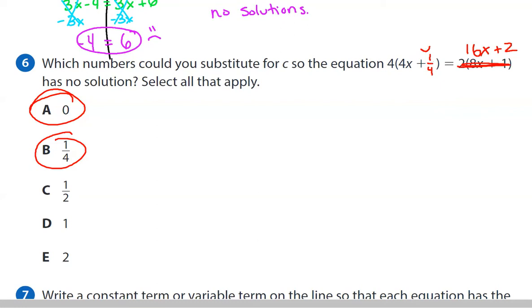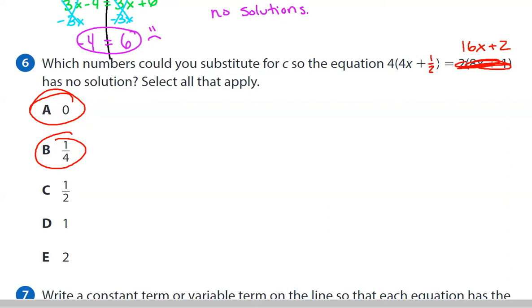Let's try the next one. Oh no, my C appeared again. Get out of here. We're done with you. Okay. Let's plug in the 1/2. Oh wait, I was going to leave this part. 16x plus 2. That's going to stay the same. I don't have to distribute that every single time, do I?